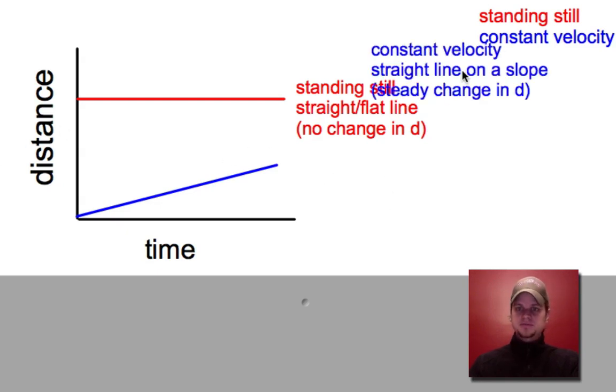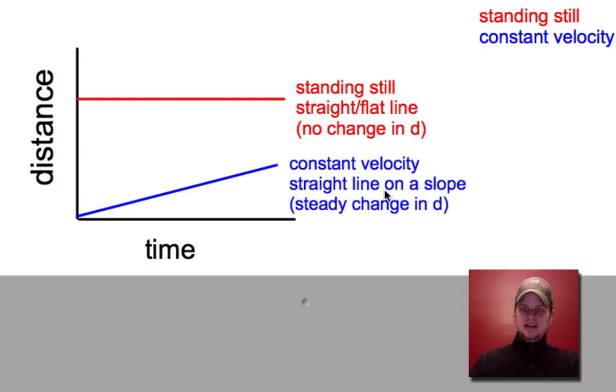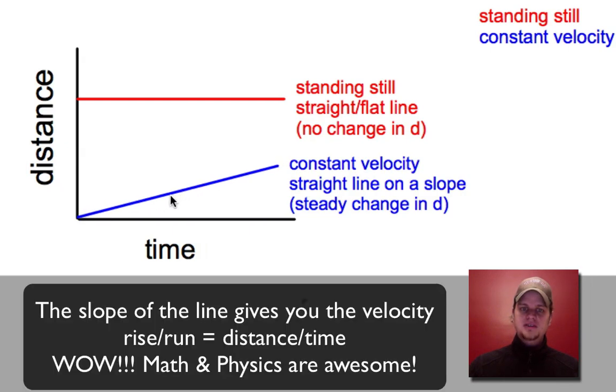Let me put that here. So if you have a constant velocity, you have a straight line, but it's on a slope. See how the distance is changing? You notice that the distance is going up. The line is going up as time goes on. And this is a steady change in the distance.